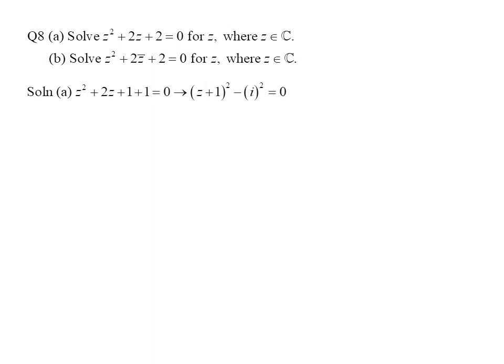Now we start to solve the equation in part A. Since the quadratic equation z squared plus 2z plus 2 equals 0 can be written as (z plus 1) squared minus i squared equals 0, it can be factorized to (z plus 1 plus i) times (z plus 1 minus i) equals 0. Hence, z1 equals negative 1 minus i, z2 equals negative 1 plus i.